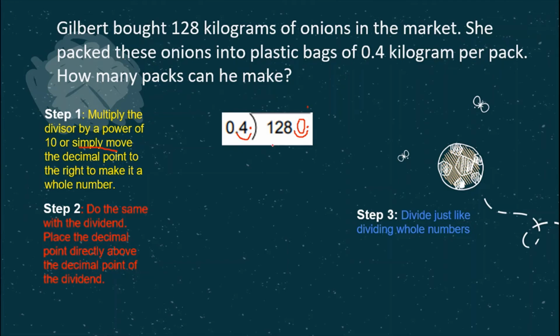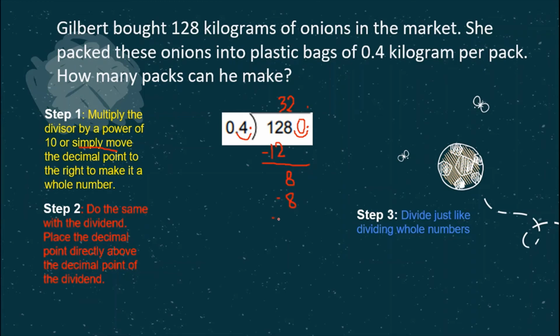So let's divide 12 divided by 4. That is, okay, that is 3. 3 times 4, that is 12. Let's subtract 12 minus 12, that is 0. So this time we're going to bring down 8. 8 divided by 4, that is 2. 2 times 4, that is 8. 8 minus 8, that is 0.